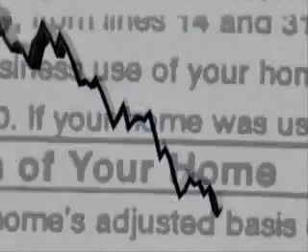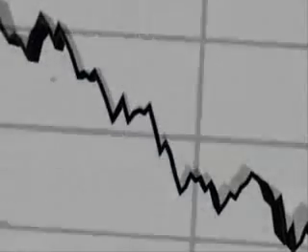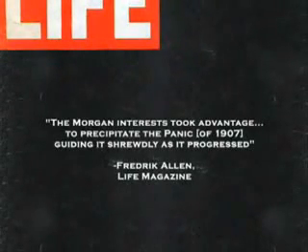Consequently, the banks were forced to call in their loans, causing the recipients to sell their property, and thus a spiral of bankruptcies, repossessions, and turmoil emerged. Putting the pieces together a few years later, Frederick Allen of Life magazine wrote, "The Morgan interests took advantage to precipitate the panic, guiding it shrewdly as it progressed."